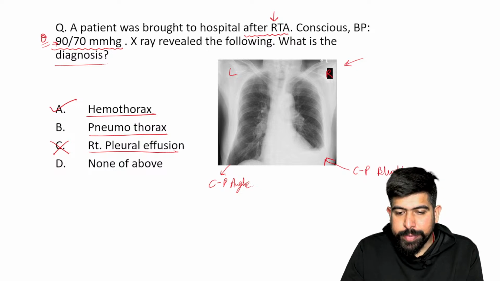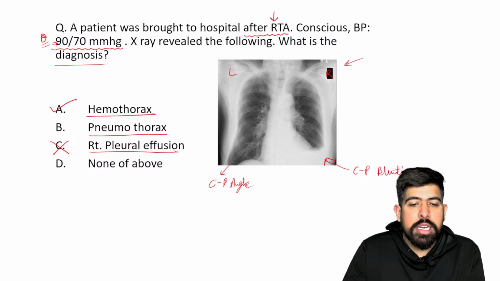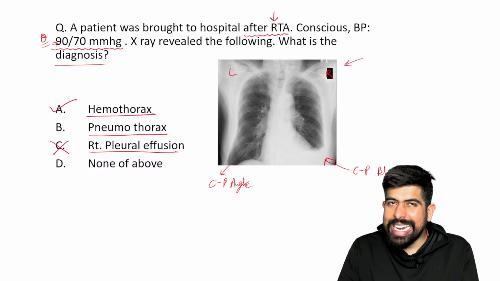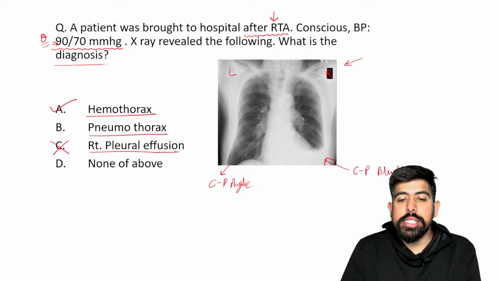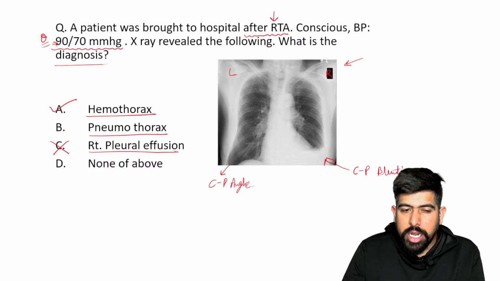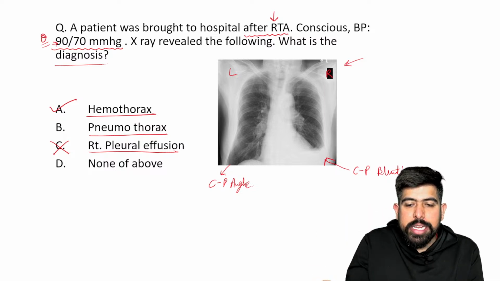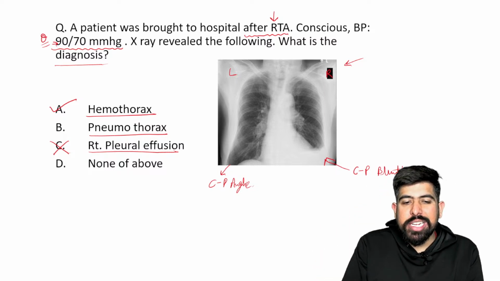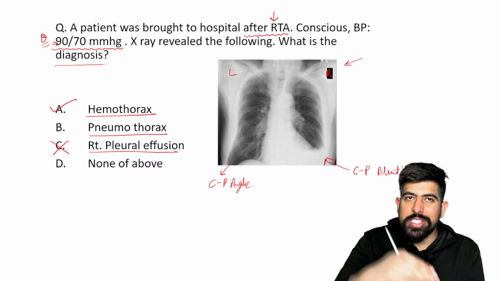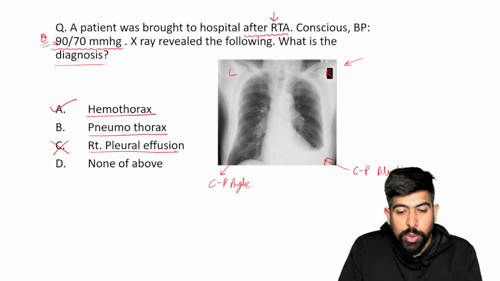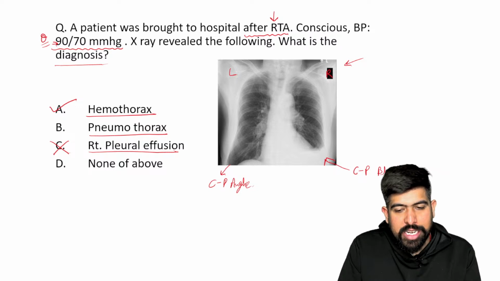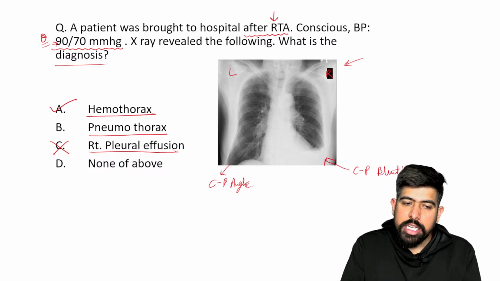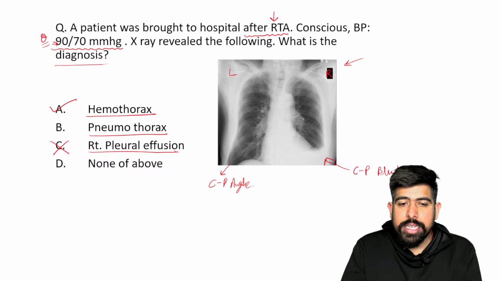Okay. So please remember, yes, this is right-sided CP angle blunting by blood. As internal bleeding is there due to the RTA, the road traffic accident, can you understand this thing? As the internal bleeding is there, that's why your blood pressure is going down. Yes, blood collection in the thoracic cavity is hemothorax. So the blood pressure will of course go down due to the hemorrhage.